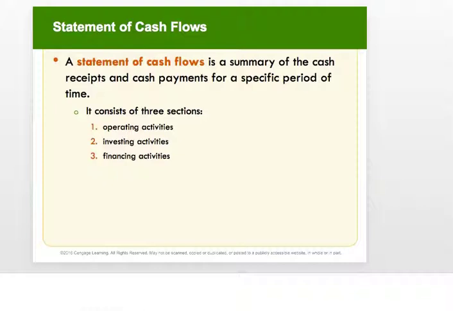The last statement we're going to look at is the statement of cash flows. It's going to be a summary of the cash receipts and cash payments for a specific period of time. And we're going to divide our statement into 3 different sections: operating activities, investing activities, and financing activities. So before you complete a statement of cash flows, you have to have a good understanding of what these 3 activities will cover.